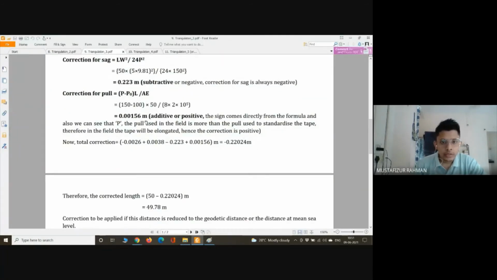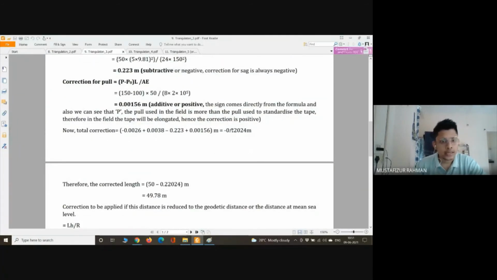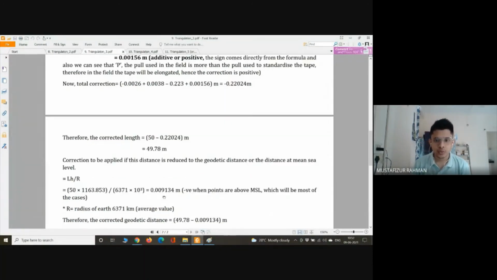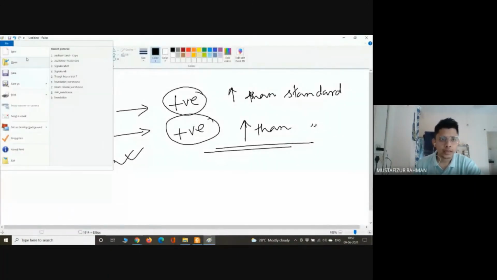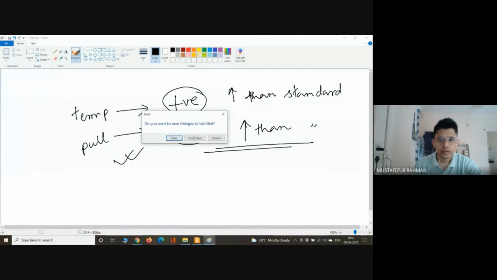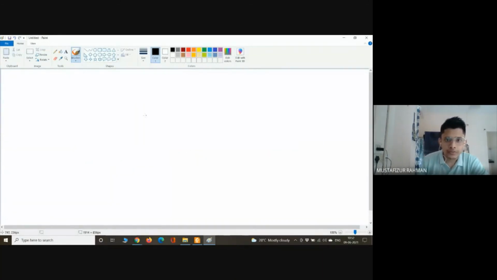Then now we shall apply the total correction. Okay, so we will just add them up. We will keep their signs as it is because that is important. And we found that this is our final value. So this will be applied to the designated value, which was 50 meter. 50 minus this comes out to be this one. Now this value we got between point A and point B at the ground level. Okay, this is the corrected value at the ground level.